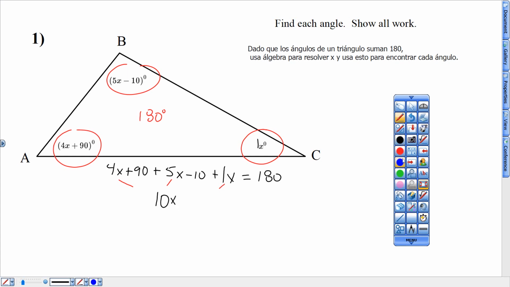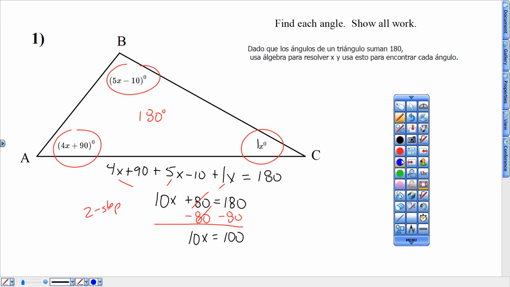And then that 90 minus 10, it's not going to give you 100. Nope, you're not going to get 100 right there. 90 minus 10 gives you positive 80, and that's still equal to that 180. Now it becomes a 2-step equation, where the first step involves you getting rid of this 80. So I'm going to subtract 80 on both sides. And when that 80 goes away, bring down 10x, bring down 100 by subtracting 180 minus 80.